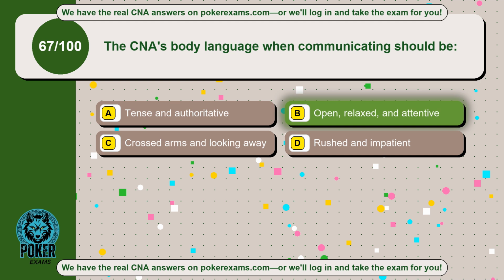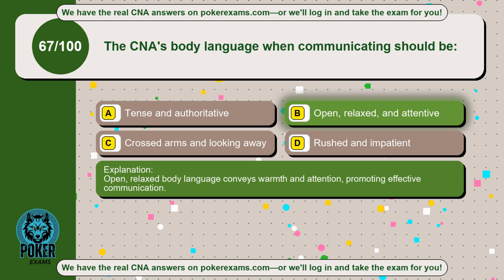The correct answer is option B, open, relaxed, and attentive. Open, relaxed body language conveys warmth and attention, promoting effective communication.